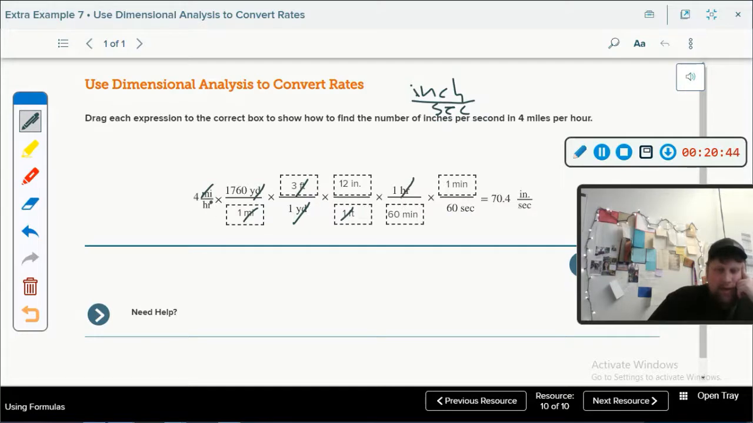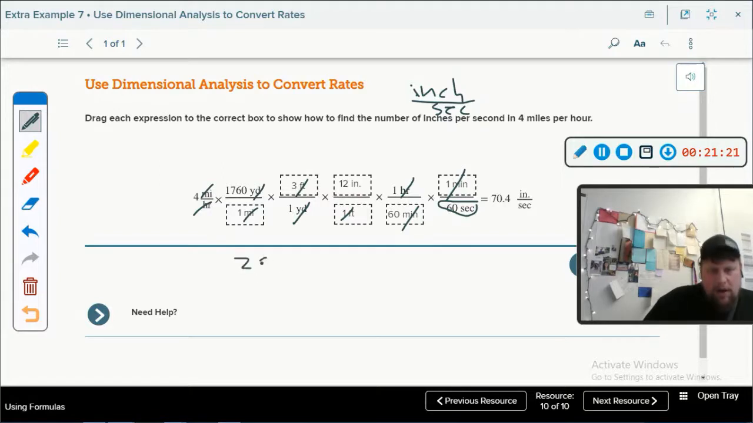So I canceled out the hours, right? I canceled out the minutes. And what am I left with in the denominator? I'm left with seconds. And so if we multiply this out, 4 times 1,760 times 3 times 12, what am I going to get? Well, let's see. Let's go ahead and do this math. 4 times 1760 times 3 times 12.